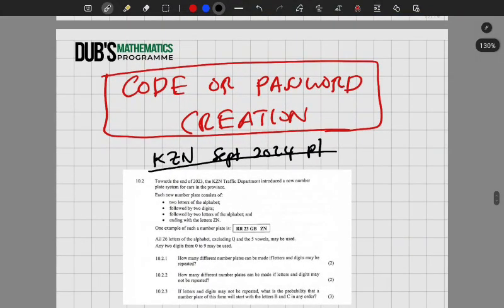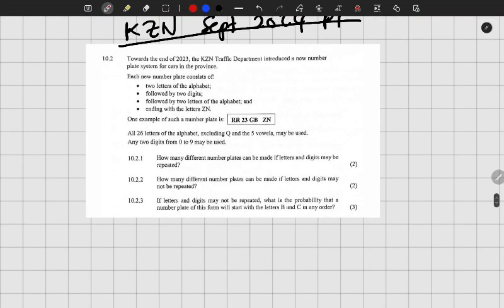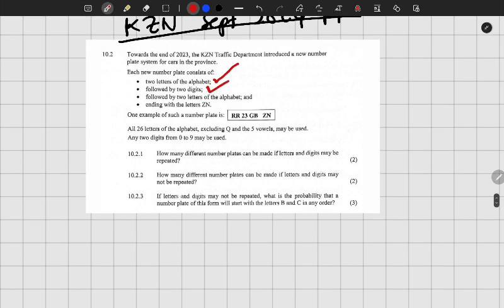We are now looking at questions involving code or password creation or even number plate creation. So we're looking at KZN 2024 September paper 1. They were given this question. Towards the end of 2023, the KZN Traffic Department introduced a new number plate system for cars in the province. Each number plate consists of, that's the most important part for us, 2 letters, which are alphabets, followed by 2 digits, followed by 2 letters, and ending with ZN.